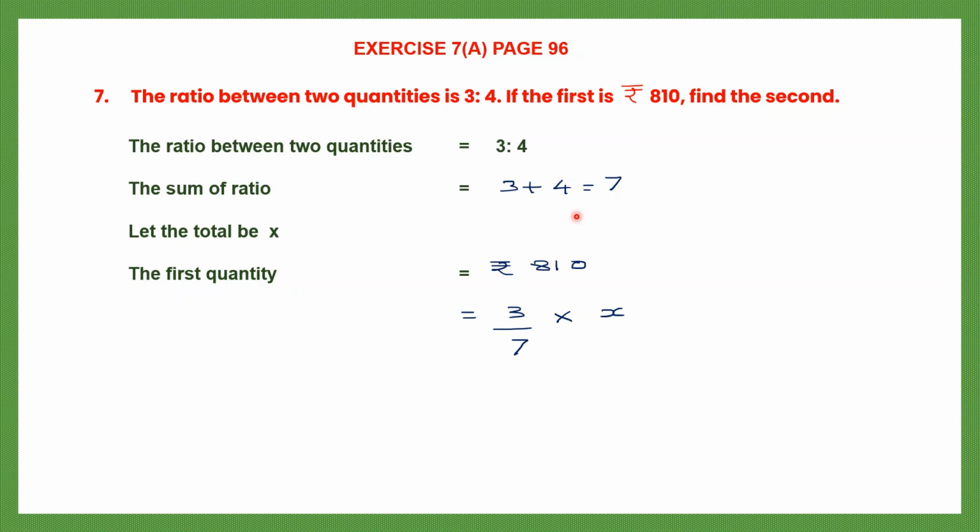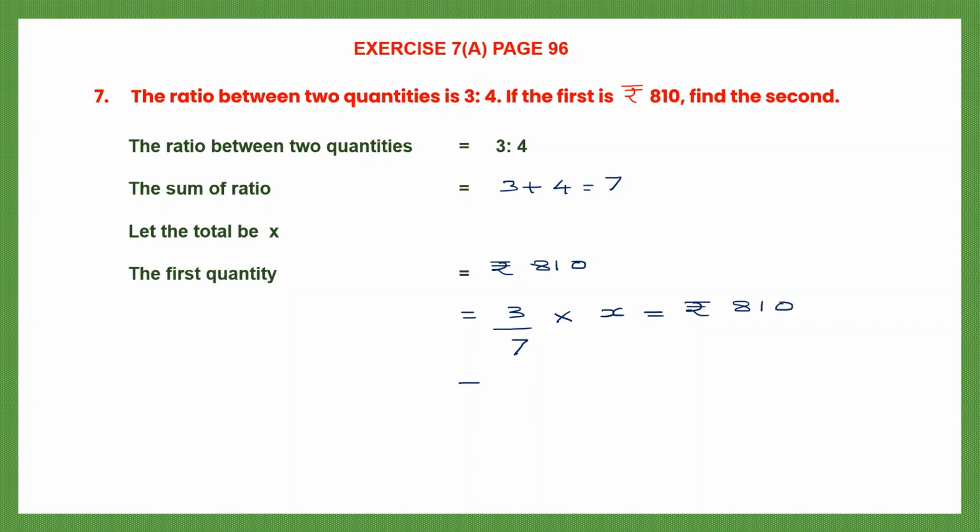Okay, so here we have 810 rupees. When we find the second quantity also, together it will come up to the total, which is x. And we don't know that total, but we know what the first quantity is. So with the help of the first quantity, we can find the total. And with the help of the total, we can find the second quantity. That's why we need the total. So this is how we do. 3 is the first quantity in the ratio by the sum of the ratio into the total, which is already given to us as 810 rupees.